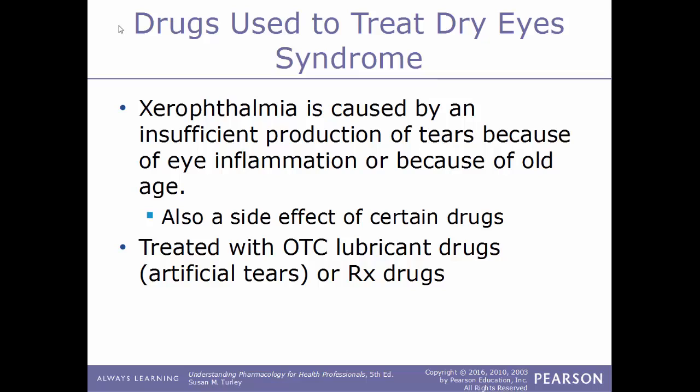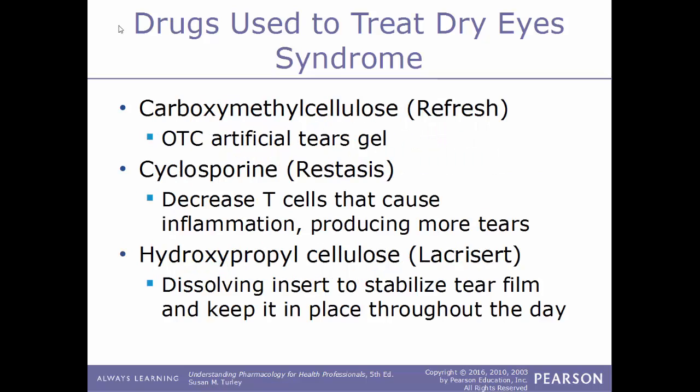All right, now we'll talk about drugs that are used to treat dry eye syndrome. Now, this condition, xerophthalmia, is caused by an insufficient production of tears because of eye inflammation or simply because of old age. And this can also be a side effect of certain drugs. This can be treated with over-the-counter drugs, such as artificial tears, or with prescription drugs. An example of an artificial tears medication would be carboxymethylcellulose, which is sold under the trade name Refresh. This is an over-the-counter artificial tears gel.